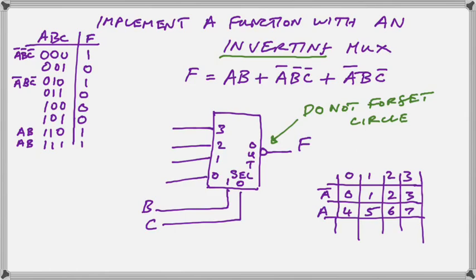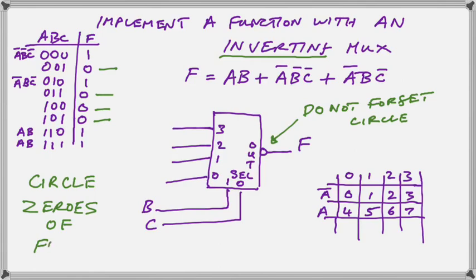Now we're going to do it in slow motion, but we'll make it a little quicker so it won't be quite so painful. We are going to mark off the rows as zeros, and we're going to circle the zeros in our table. Okay? We circle the ones if it's a normal multiplexer. We circle the zeros if it is an inverting multiplexer. So quick as a bunny, we are going to circle those zeros there.